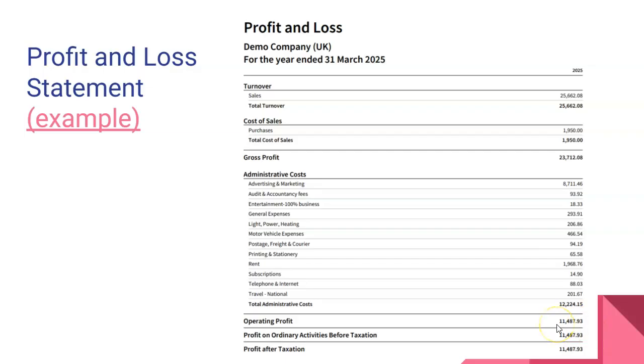We could also get to loss, but here in this case we have a profit, and of course we pay tax on profit. So we need to calculate the tax on profit, deduct it, and then we'll get profit after taxation. In this example, it wasn't calculated because it's a demo company, but if you have 20% on profit, so 20% on 11,487, deduct, and then we get profit after taxation.